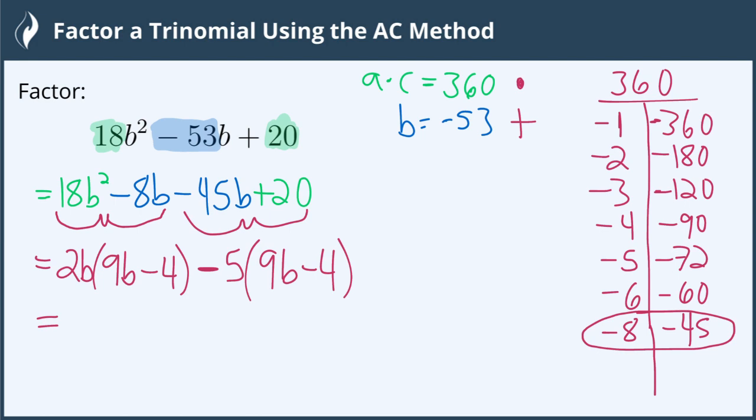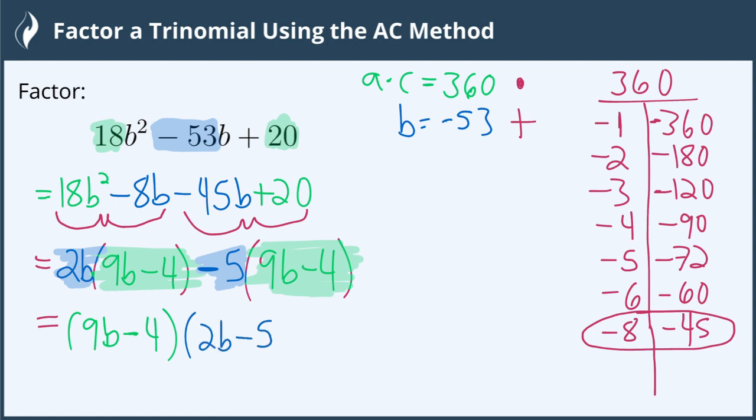Because when they match, I can say, okay, I can pull a 9b minus 4 from here and from here. So I can say, well, 9b minus 4 factors out. And I'm left with 2b minus 5 once I factored the other part out. And there we have it, a completely factored trinomial using the AC method.